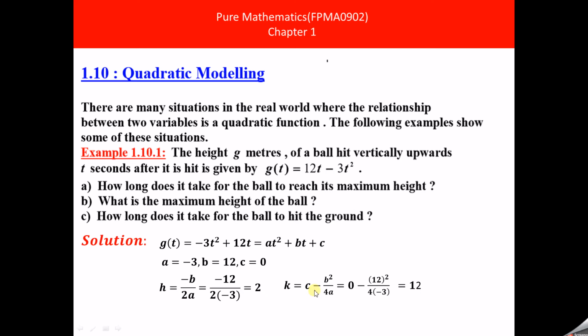Similarly, k equal to c minus b square over 4a. This is the formula for k. If we substitute the values, c is 0 minus b square, that is 12 square, over 4 times a, 4 times minus 3, and after simplification we will get 12. So h is 2 and k is 12. This is the vertex. The t square coefficient a is minus 3, which is negative, so the parabola will be downwards, with the vertex (h, k), which is (2, 12).